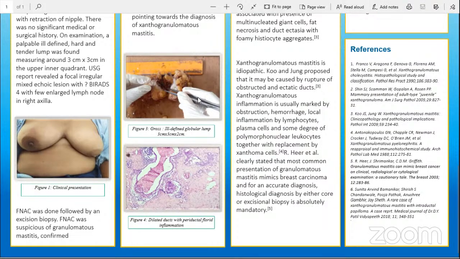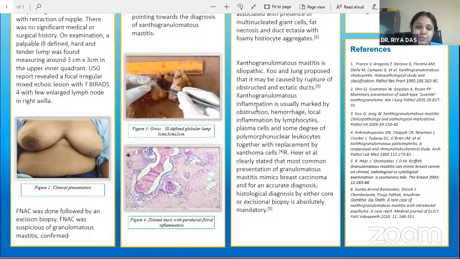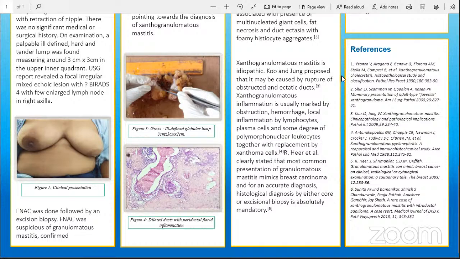Thank you, Dr. Riya. Thank you for a well-presented poster.